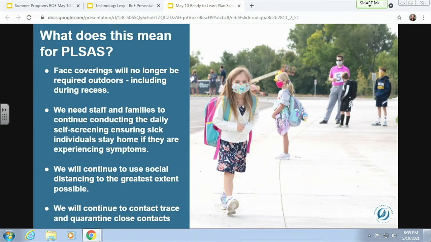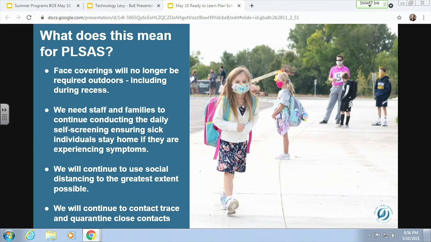So first of all, the face coverings outdoors. How that affects us is our students at the elementary level have been wearing masks at recess. And so what this does now is all face masks are removed when outside. That was also a significant change for our athletics and activities, where our athletes and now coaches and spectators outside are able to be mask-free.